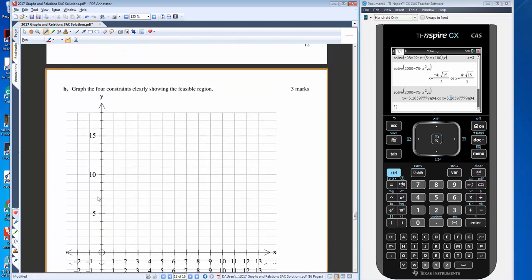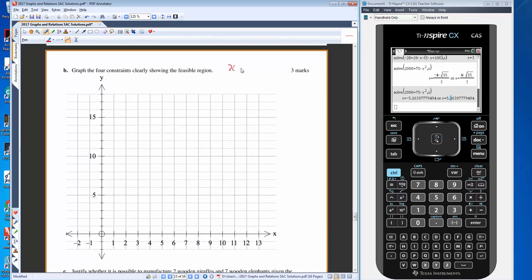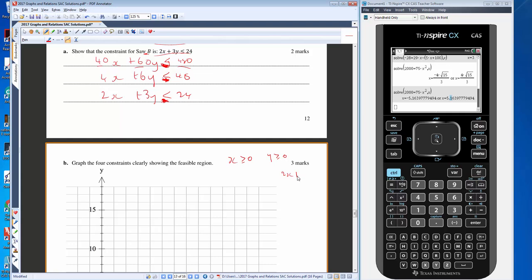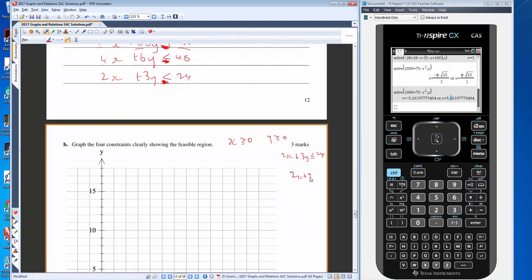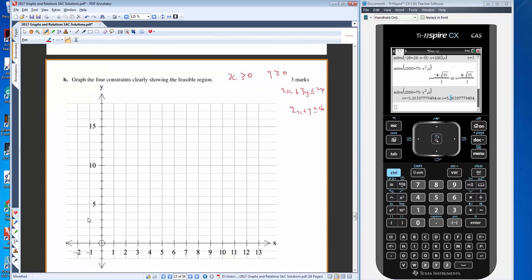Alright, so now you had to graph it. So let's write them down. x greater than or equal to 0, y greater than or equal to 0, 2x plus 3y less than or equal to 24, and 2x plus y less than or equal to 16. Okay, so first of all let's graph x greater than or equal to 0. That's this one along here. So again, you need to use a straight edge for this, but I'm not going to do it. x greater than or equal to 0.